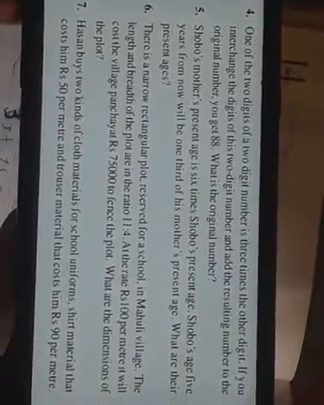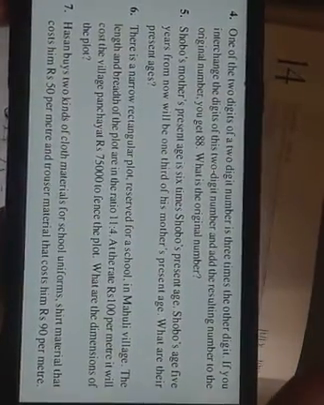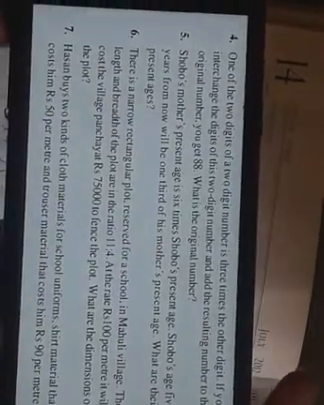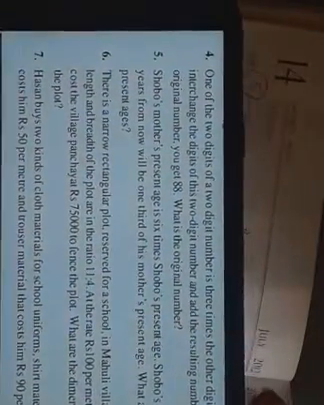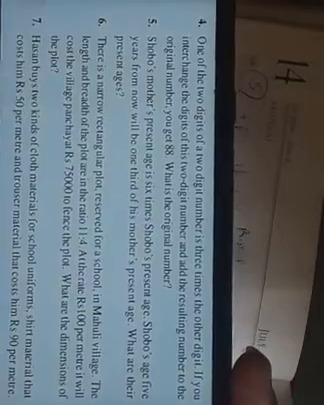Question number 5. Shobo's mother's present age is 6 times Shobo's present age. We can easily figure out that Shobo is the son, so his age must be less than his mother's age. That is the obvious reason. So Shobo's age is smaller, and whenever we get a smaller quantity, we suppose it as x. So suppose Shobo's age is x years. It is in the question that Shobo's mother's present age is 6 times Shobo's age, so it becomes 6x.